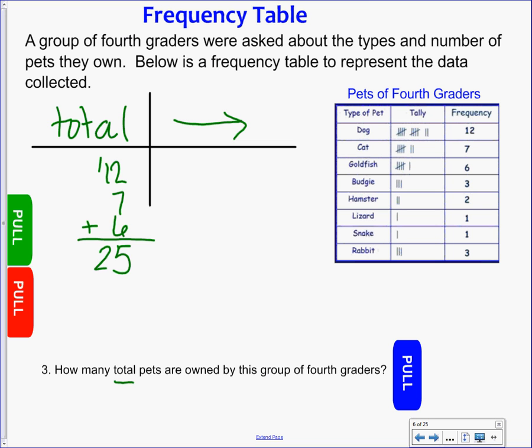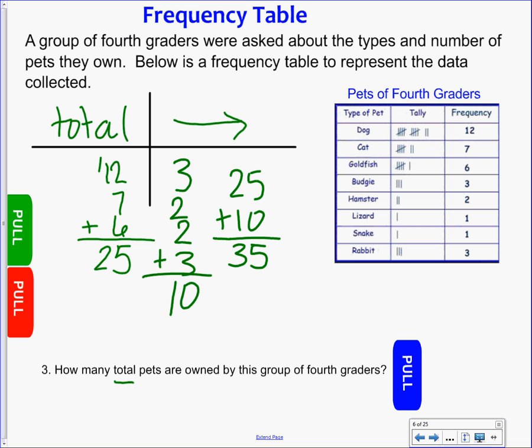So 2 plus 3 is 5, and 2 plus 1 and 1 is 2, and 3, which would equal 10, and then add those 2 together, which would be 35. And usually I tell them to cross it off as they add it so they know that they don't add it twice, or to make sure that they have all of them in there. So that would be 35 total.